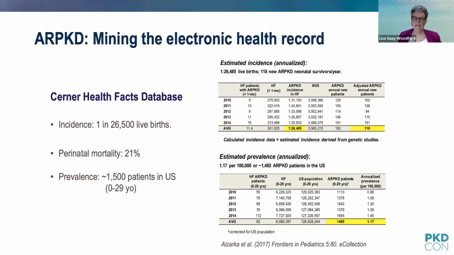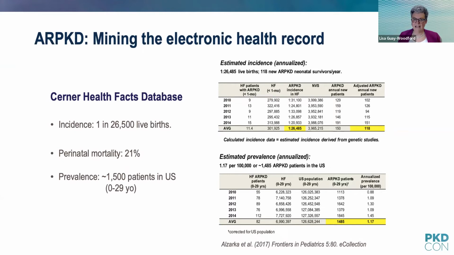We were also able to dig a little further and address the question, since there are all sorts of numbers that float out there on Google, of how many of those babies actually die in the newborn period as a complication of their poor lung development due to their kidney disease. We calculate that the perinatal mortality rate is about 21%.